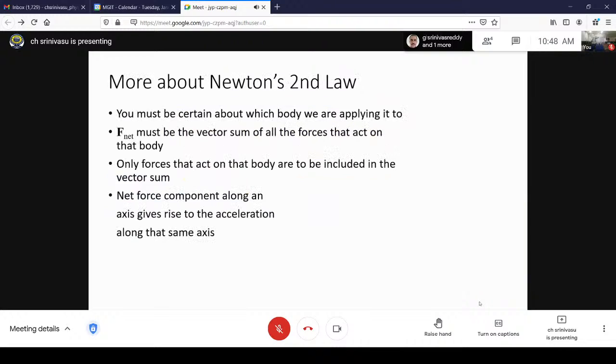Now, some additional points about Newton's second law. I will summarize the significant points related to it. The net force must be the vector sum of all forces, and only the forces that act on the object are included in the vector sum.